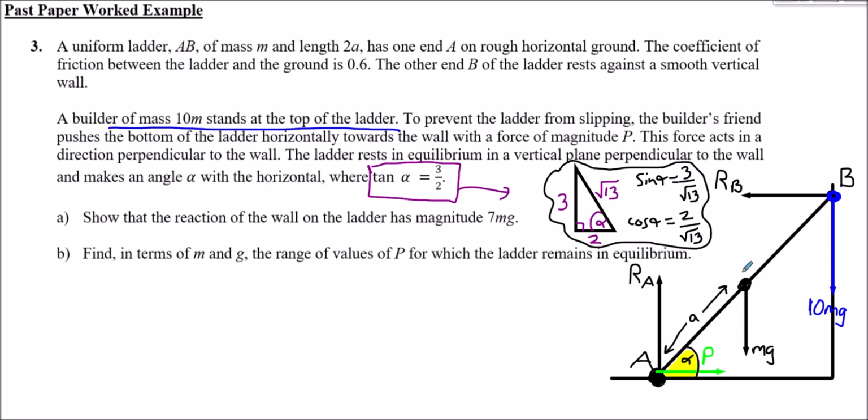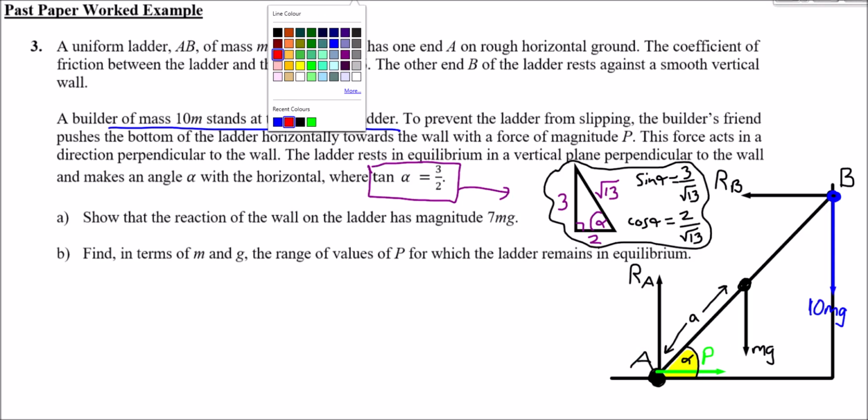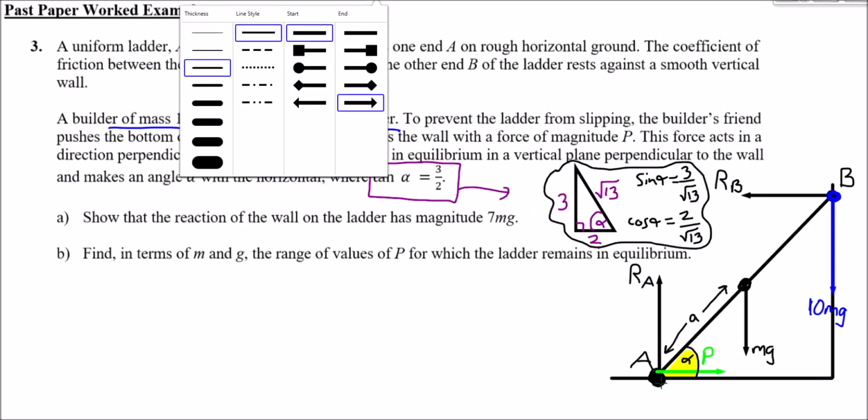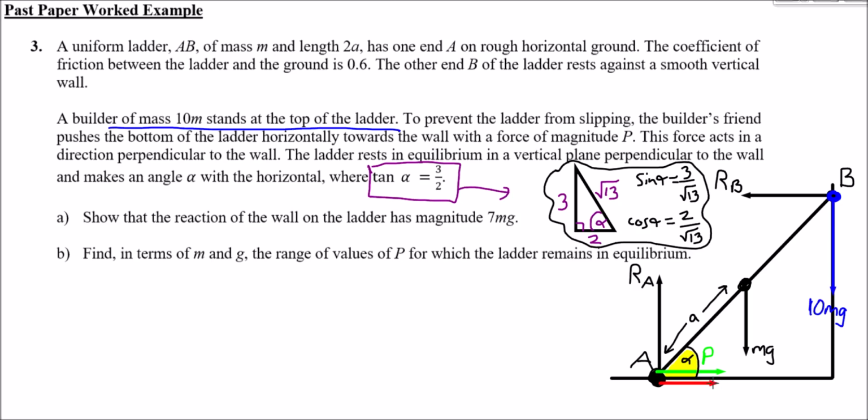So we've labelled on, I think, enough now. First of all, part A, it says show that the reaction of the wall on the ladder is 7 mg. So what we can do here first is try to think how we can find this reaction. The trouble is there's also going to be friction as well. So the friction would tend to stop the ladder from slipping. The fact that this person is pushing this way implies he's trying to give the friction a helping hand, because the friction on its own might not be enough to hold it in place. So I'm going to say the friction is also acting this way. I'll call this F.